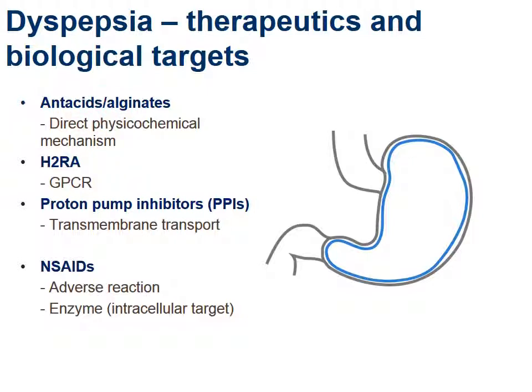Now in the first part of this podcast I will talk about H2 receptor antagonists, which is an example of a therapeutic targeting a G protein coupled receptor. In part 2 I'll talk about proton pump inhibitors, which target a protein involved in transmembrane transport, which we've discussed extensively in lecture 2. And finally, part 3, I will talk about NSAIDs, which can of course cause gastric ulceration, and their interactions with their biological targets.